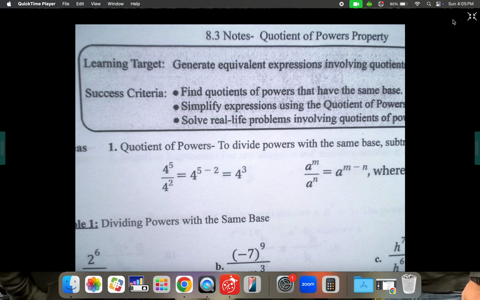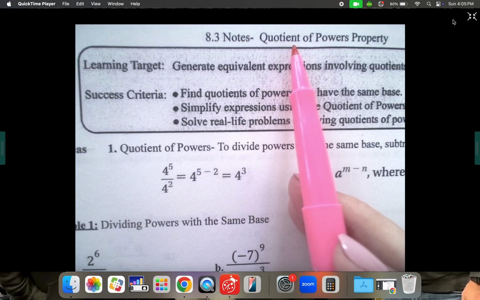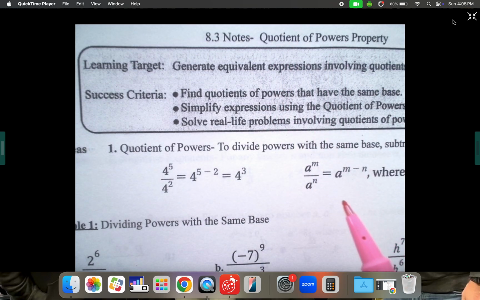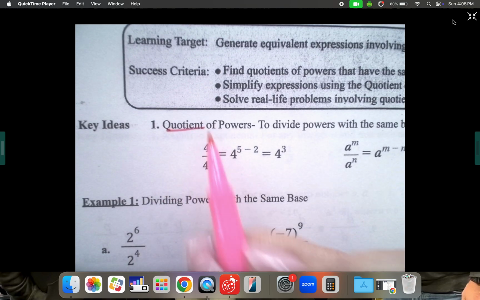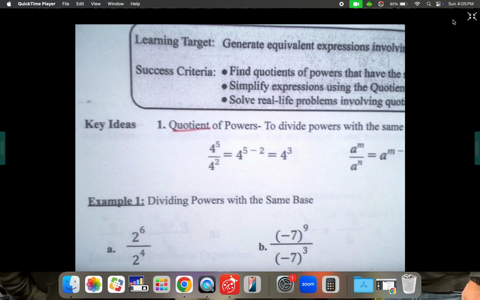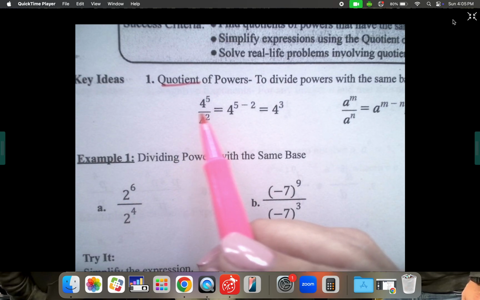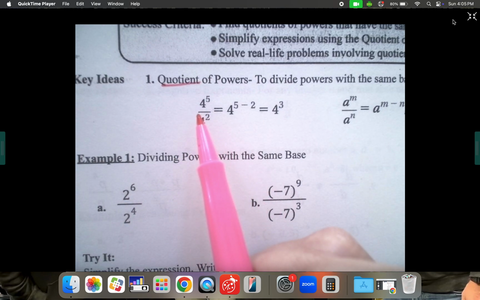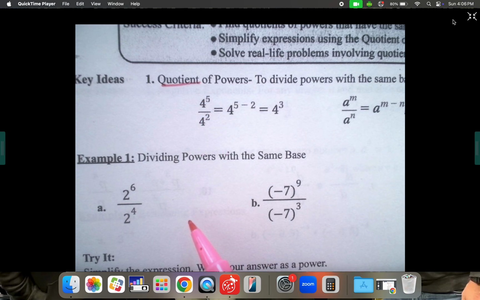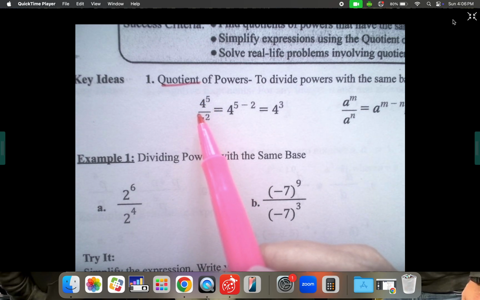Okay, for our Pre-Algebra 8.3 lesson, we are learning about the quotient of powers property. So we're still working on exponents, but today we're dividing, because if you remember what the word quotient means, it means to divide, the answer when you divide. So let's look at the first problem. We have a fraction, but remember that fractions are just division problems. So we've got 4 to the 5th power divided by 4 squared.